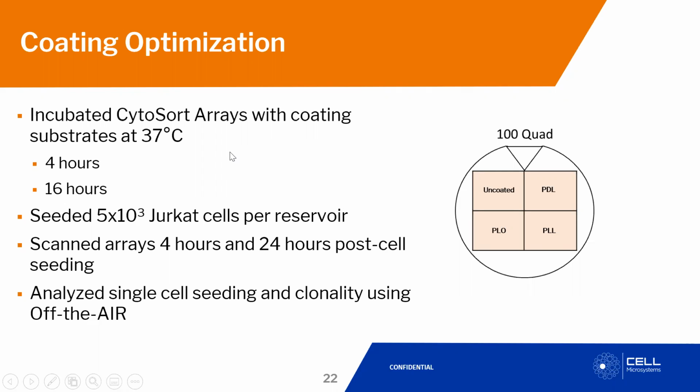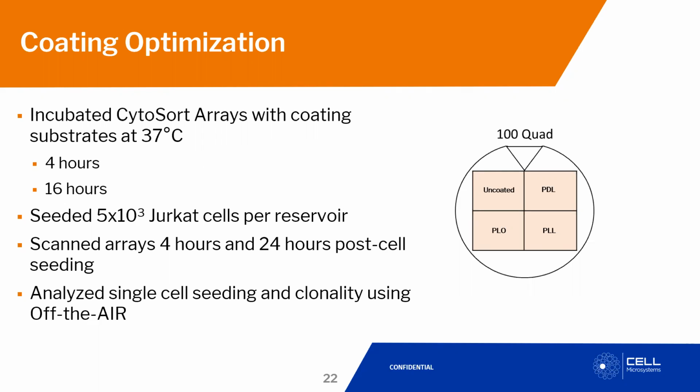So what we did was optimize the coatings using our CytoSort arrays by coating with substrates at 37 degrees for either 4 hours or 16 hours to determine the effective time. And we used 3 different commonly used cell culture substrates: poly-D-lysine, poly-L-ornithine, and poly-L-lysine, PDL, PLO, and PLL.